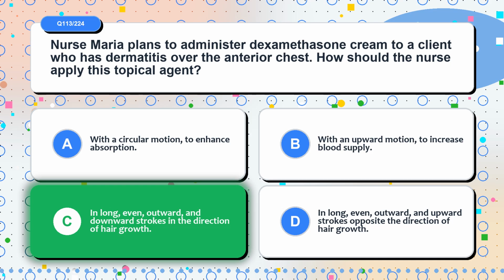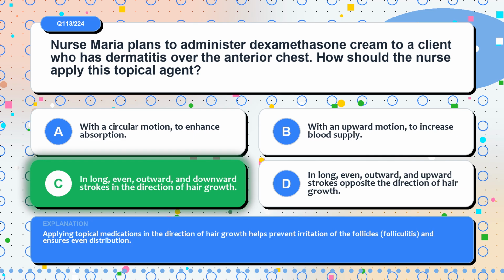The correct answer is option C. In long, even, outward and downward strokes in the direction of hair growth. Applying topical medications in the direction of hair growth helps prevent irritation of the follicles, folliculitis, and ensures even distribution.